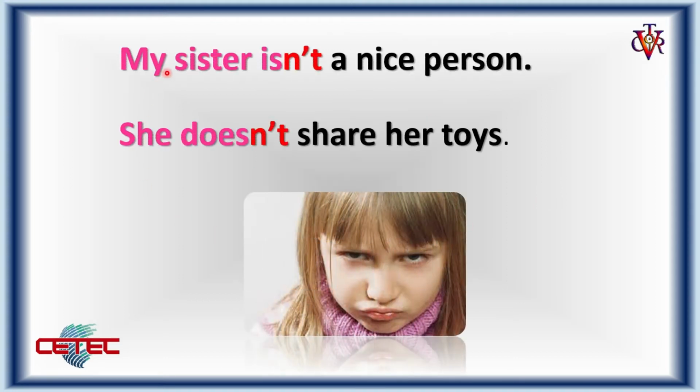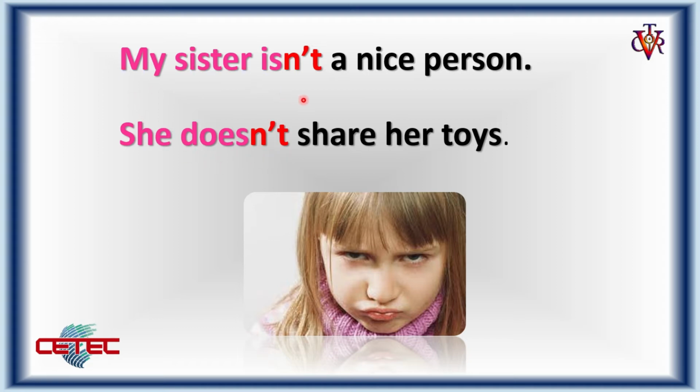My sister is not a nice person. Here we are using a negative form in simple present. But now we have to use it in a negative. She doesn't share her toys. This is the subject, my sister. Or we can use she, because we are talking about a girl. And the negative form is not, but here it's in a negative form, doesn't.